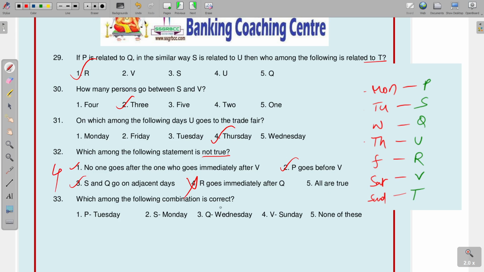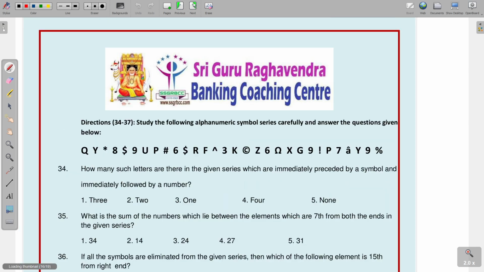Which among the following combinations is correct? P Tuesday, no, it is not correct. And S Monday, and next Q Wednesday. Q Wednesday is the correct one. Okay, so next one.